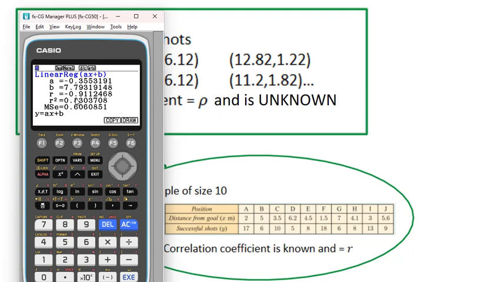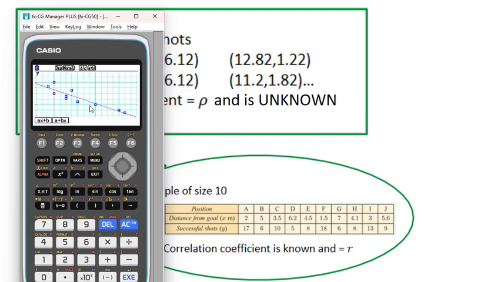Now, I'm only interested in this number here. R, that is the correlation coefficient of my sample, is negative 0.9. They're pretty correlated. Let's draw the line of regression. There it is. So it looks correlated, and the correlation coefficient was negative 0.9. Negative because the closer you are, the more likely to succeed you are.